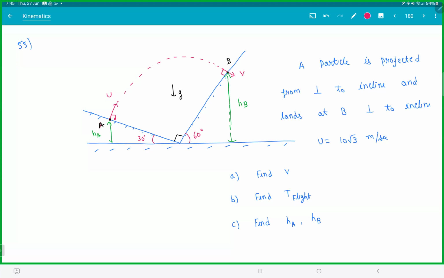Out of all, finding V is the easiest one in the question. Finding V is the easiest. Take a minute, then I'll show you the first part. If you ask me this advanced, I'll ask you B and C. How do we proceed?